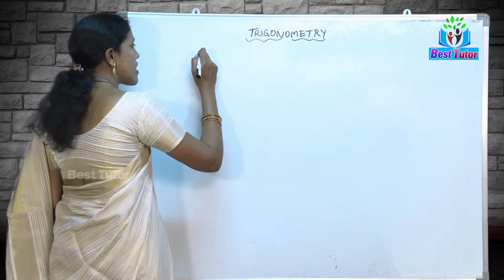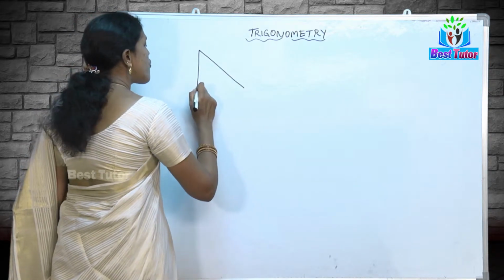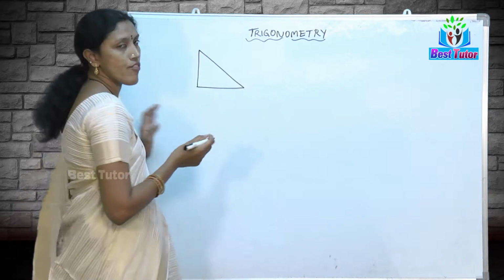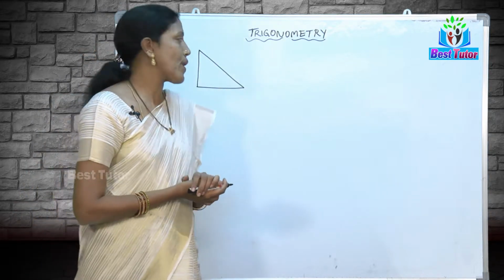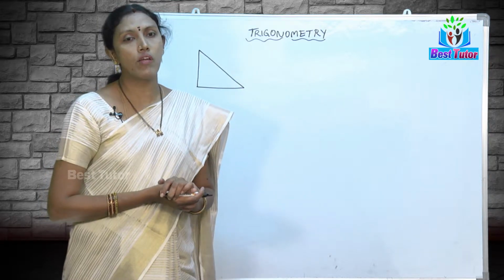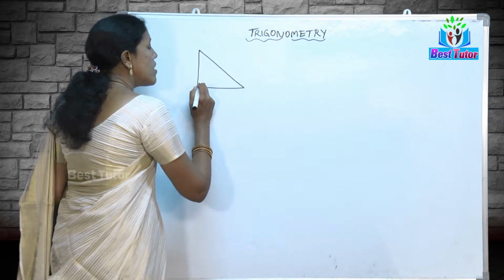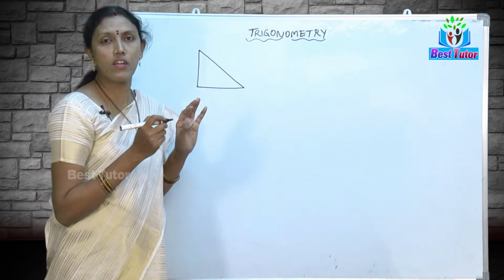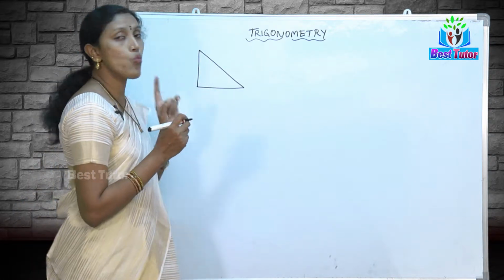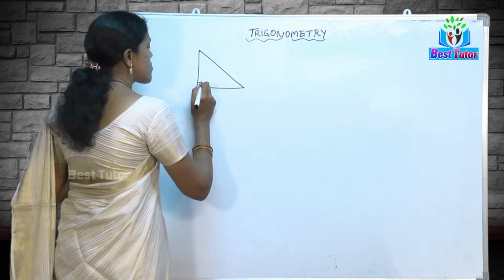First of all, we are going to consider basically a right-angled triangle. Before we move on to the basics of trigonometry, I would like to quickly recap what is a right-angled triangle, what are the properties of right-angled triangle. Let us consider a right-angled triangle. A triangle is said to be a right-angled triangle if it has at least one angle equal to 90 degrees.